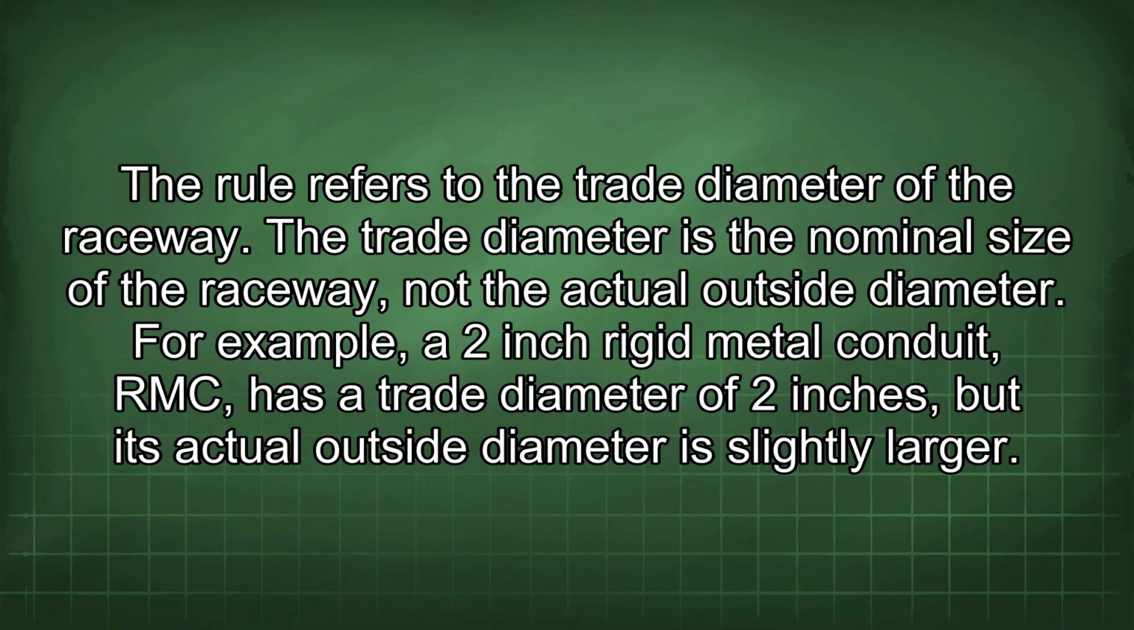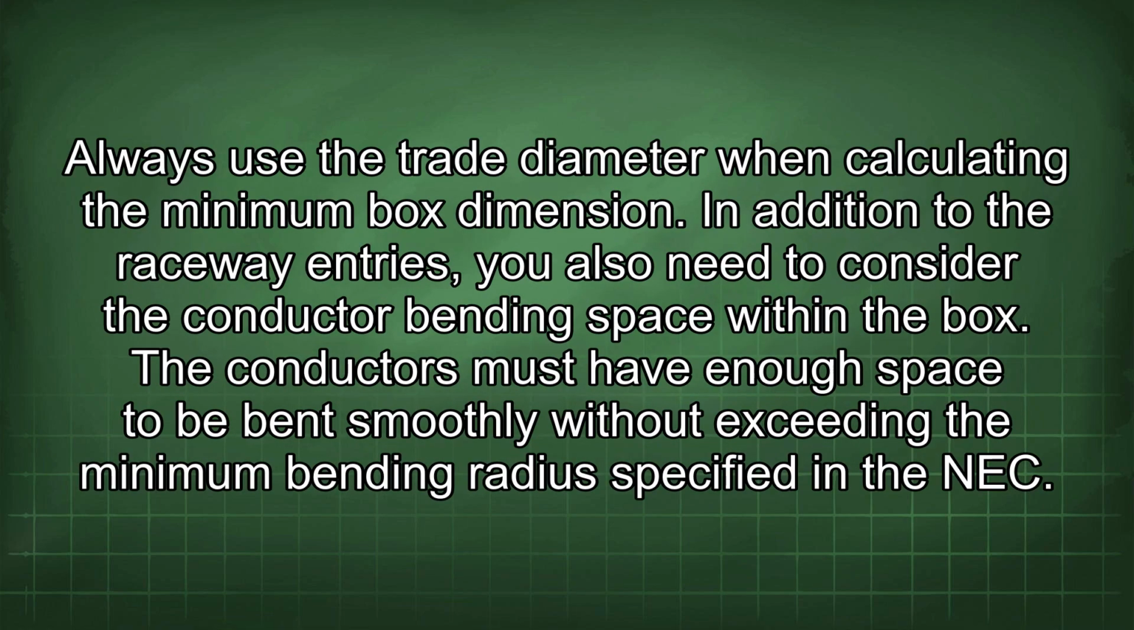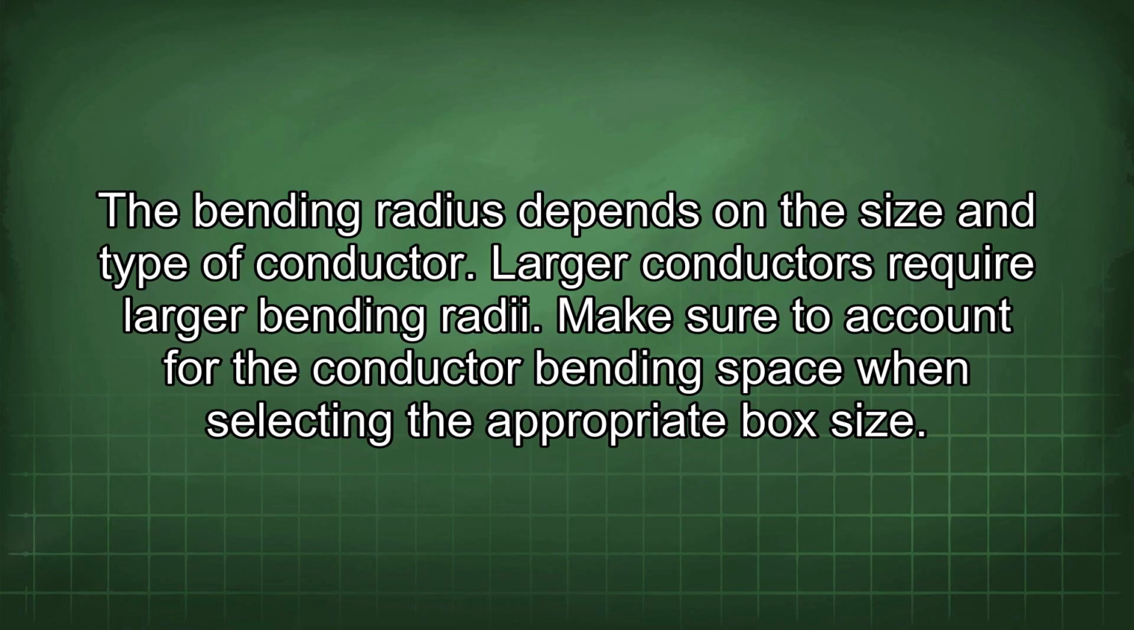For example, a 2-inch rigid metal conduit, RMC, has a trade diameter of 2 inches, but its actual outside diameter is slightly larger. Always use the trade diameter when calculating the minimum box dimension. In addition to the raceway entries, you also need to consider the conductor bending space within the box. The conductors must have enough space to be bent smoothly without exceeding the minimum bending radius specified in the NEC. The bending radius depends on the size and type of conductor.